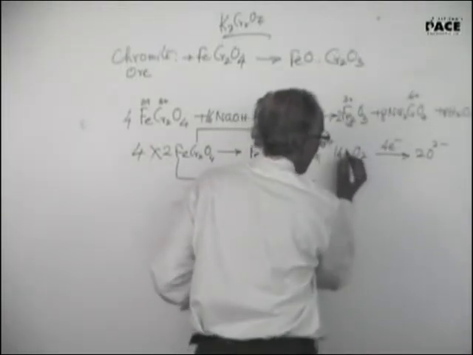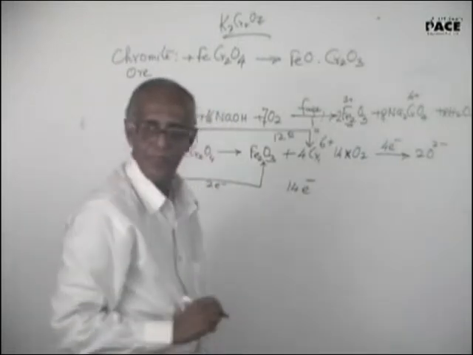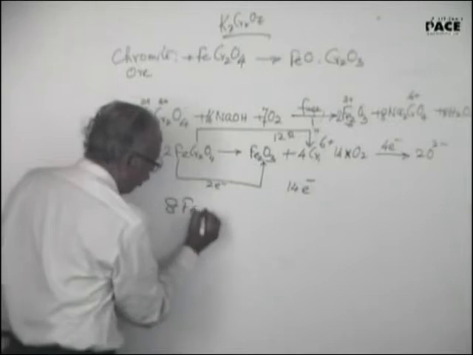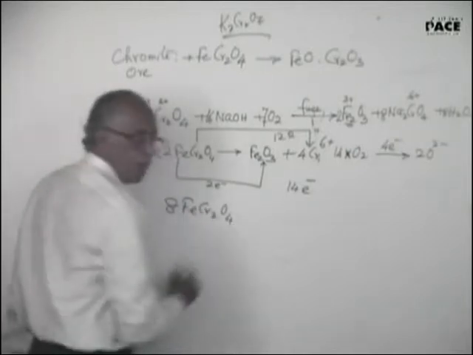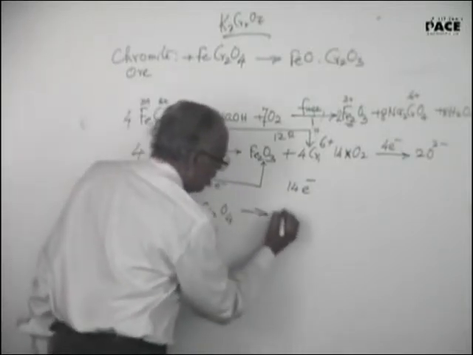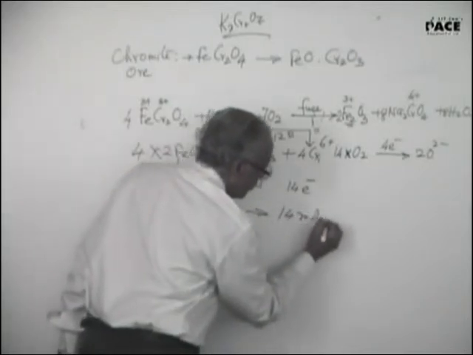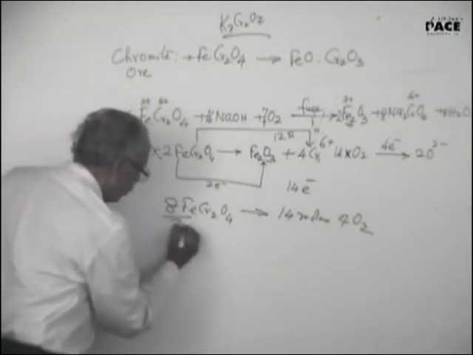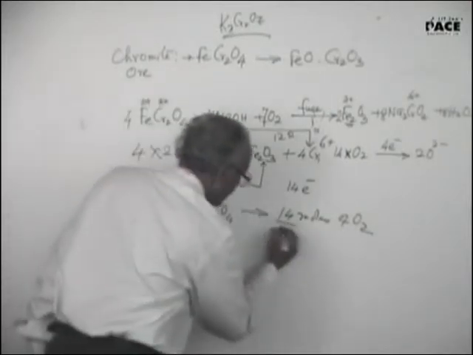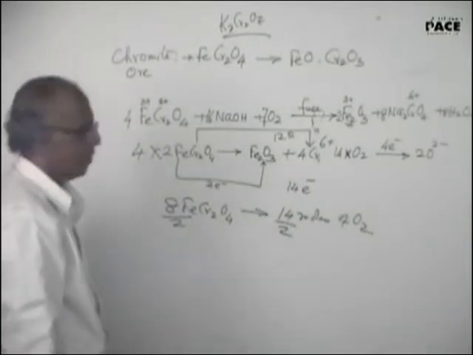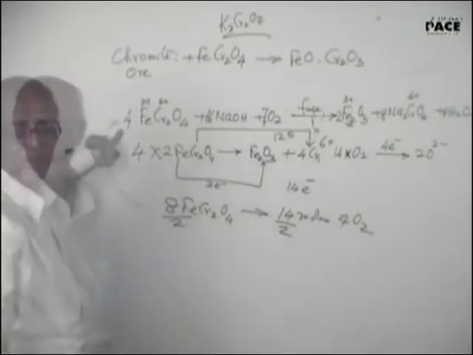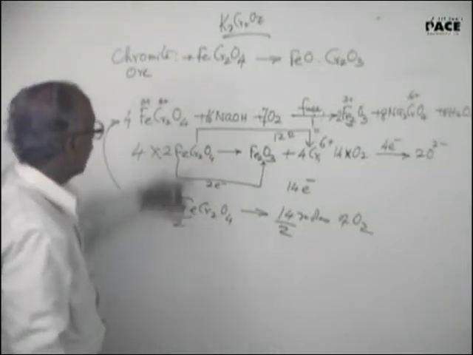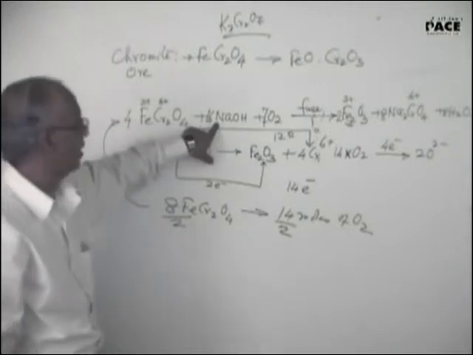Good. 14. So 8 FeCr2O4 will require 14 moles of oxygen. Divide by 2. Divide by 2. Do you get this? Okay. Now why 16 sodium hydroxide?